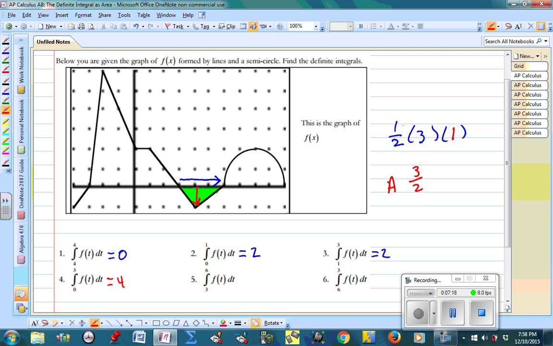This is our area. But you want to be careful, because if you notice something different about the y values now, they're negative y values. So we have a positive change in x, but a negative change in y. Therefore, the integral is going to be found by doing 1/2 of 3 times negative 1. Therefore, the integral of f of t dt is negative 3 halves, or negative 1.5.